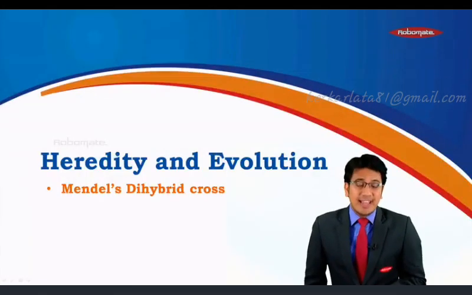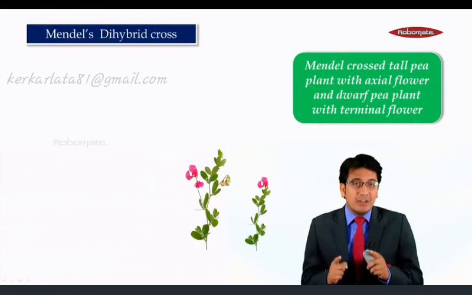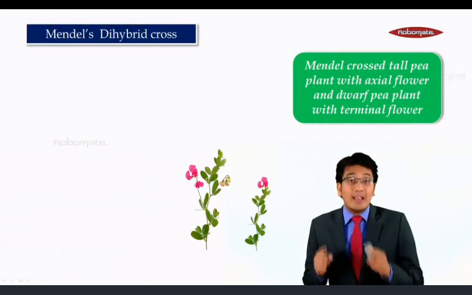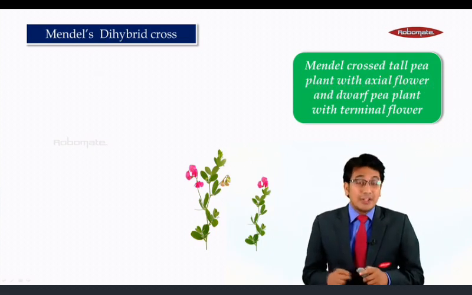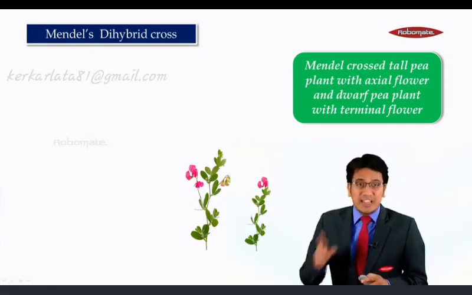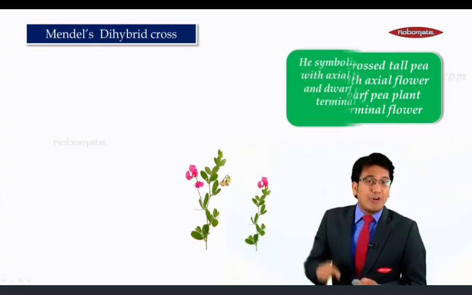Study Mendel's dihybrid cross in detail. Mendel crossed a tall pea plant with axial flowers with a dwarf pea plant with terminal flowers. So in one plant, now he is taking two characters at a time. So this is called a dihybrid cross.